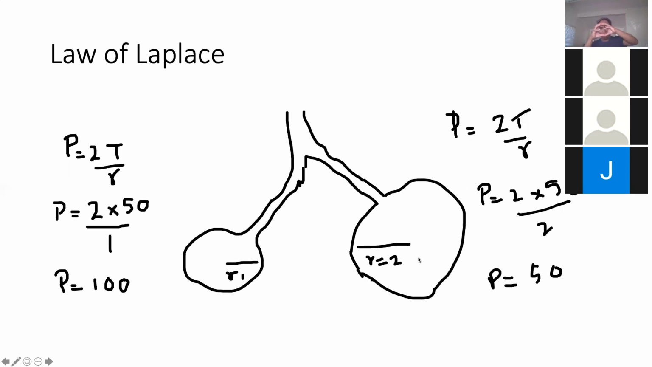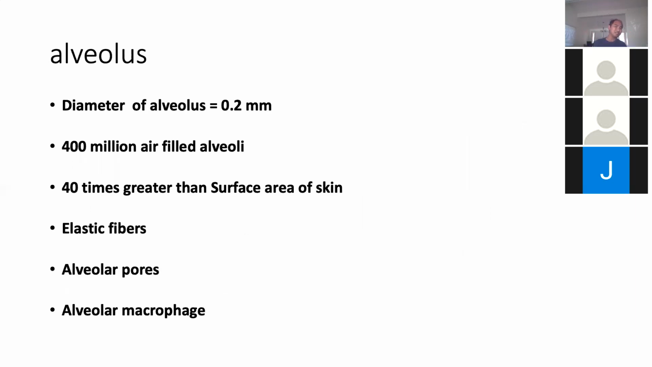That is the way air-contained structures like lungs, our alveoli, our bronchioles, our trachea, do not collapse. It is because of the law of Laplace. So, the minute details about the alveolus: diameter is 0.2 millimeter. There are about 400 million alveoli in our lungs, with a surface area greater than 40 times that of the skin.